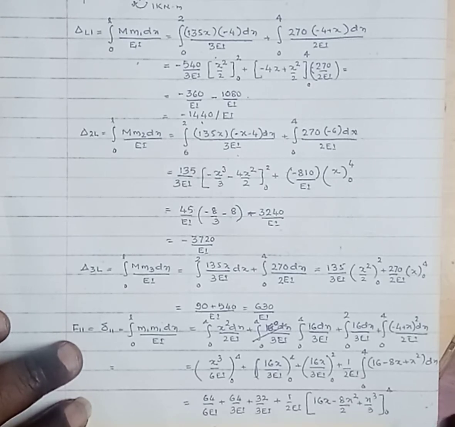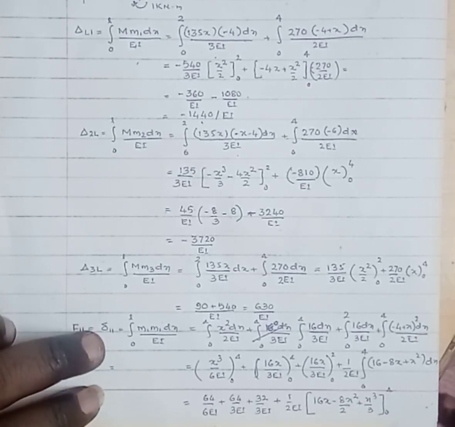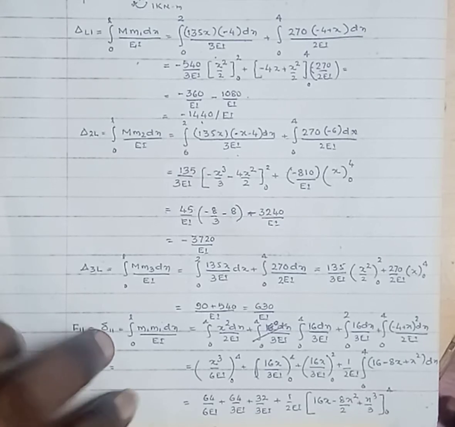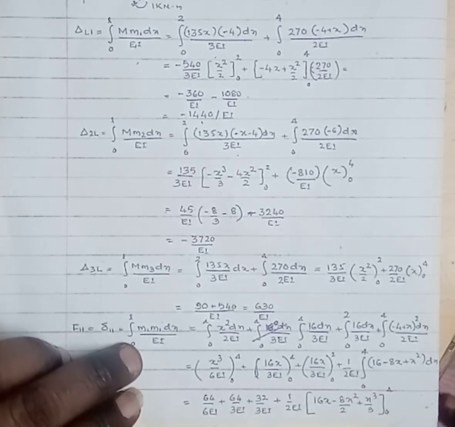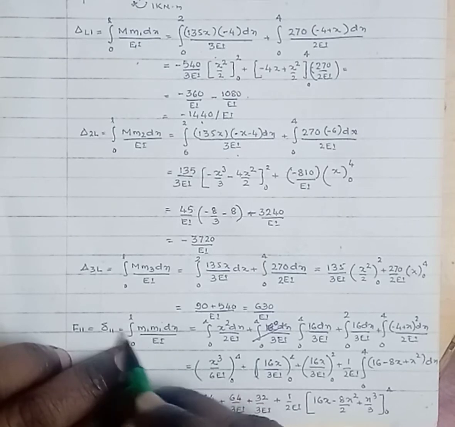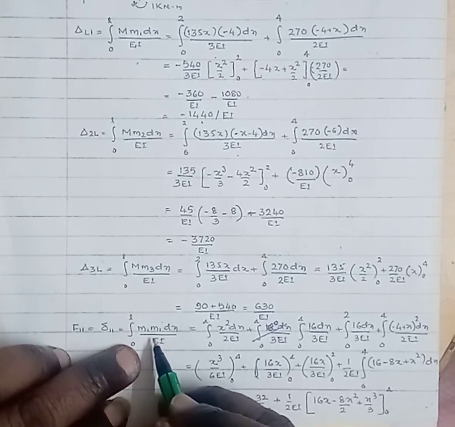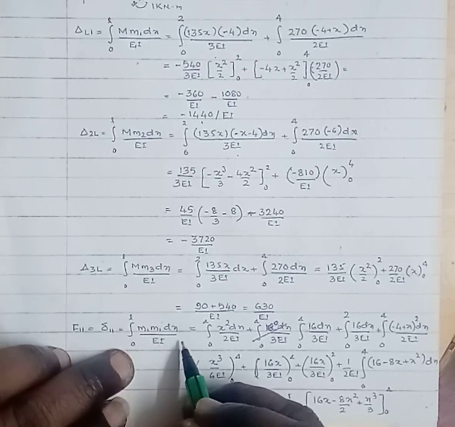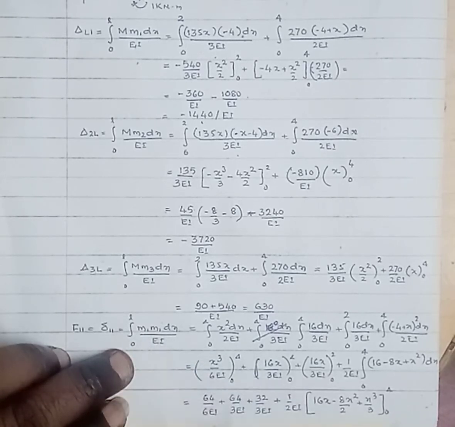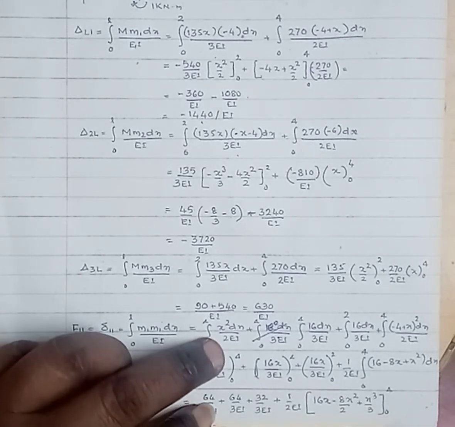The flexibility element F11 equals displacement at 1 due to the unit load applied at 1. That is given, again by the unit load method, by the integral of m1 into m1, that is small m1 into small m1, displacement at 1 due to the unit load applied at 1, within the limits 0 to L. If we integrate this, we will get the flexibility element in the direction of 1 due to the load applied at 1.